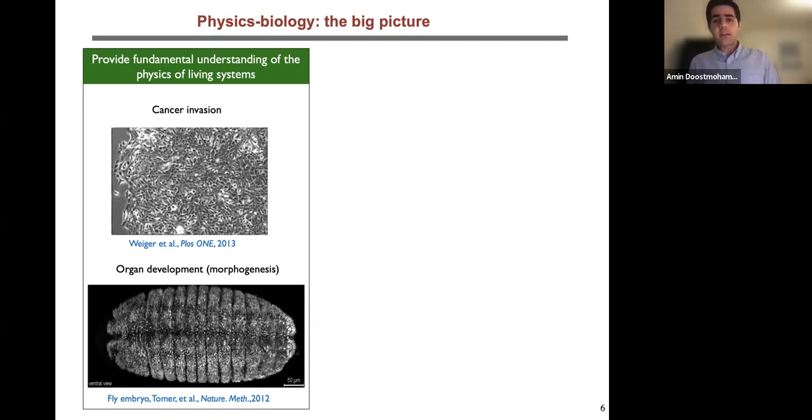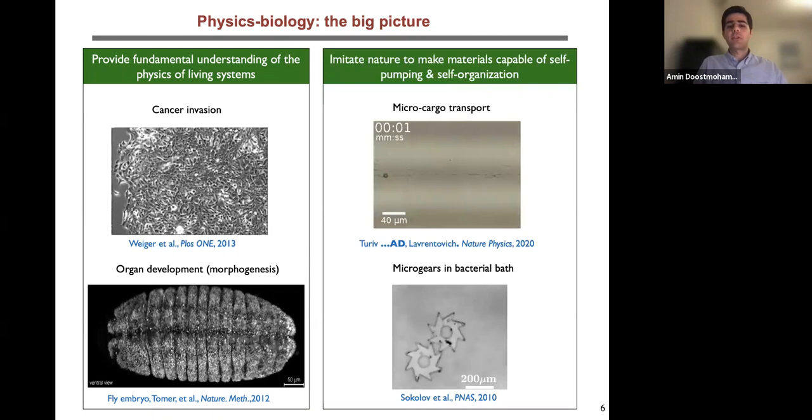But as I mentioned, the other reason for studying active materials is to learn from nature and to design materials that are capable of showing these properties. For example, for micro cargo transport by bacteria, or people have tried suspending gears inside bacterial baths and looking at some kind of mechanical work coming out of it.